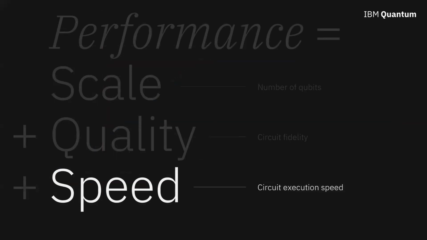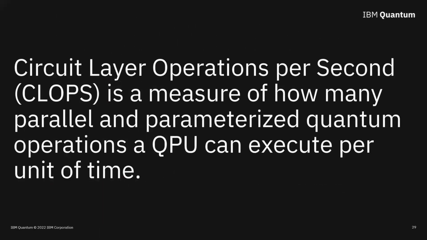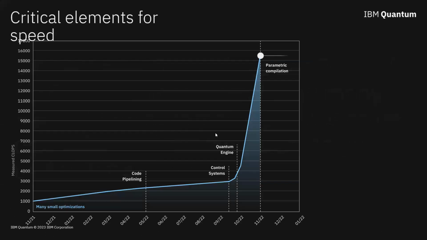Okay, the speed. This is a very important part, because probably you know that if you are building quite long circuits, usually it takes a lot of time for the computation. So that's why we have something called circuit layer operations per second. It's called CLOPS, and it measures how many parallel operations the QPU can achieve. As you can see here, in 1 month we switched from 300 to up to 15,000 operations per second. Those numbers are kind of dramatic.